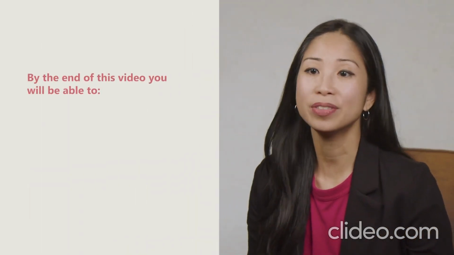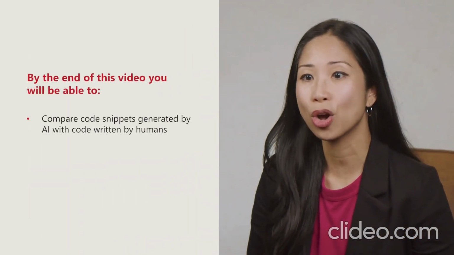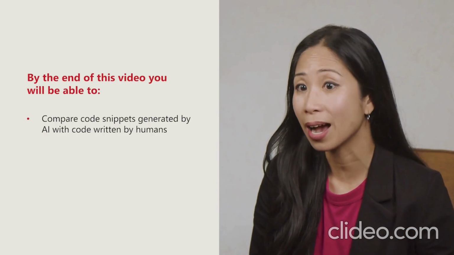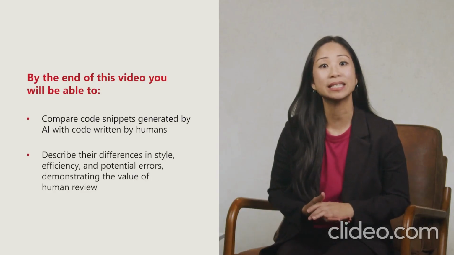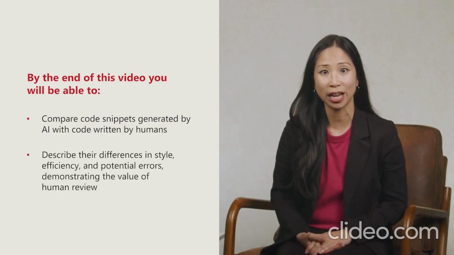Let's explore how human expertise and artificial intelligence work together when it comes to writing code. By the end of this video, you'll be able to compare code snippets generated by AI with code written by humans and describe their differences in style, efficiency, and potential errors. This will also help you understand why it's so important for humans to review AI-generated code.